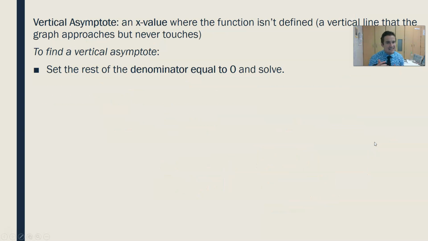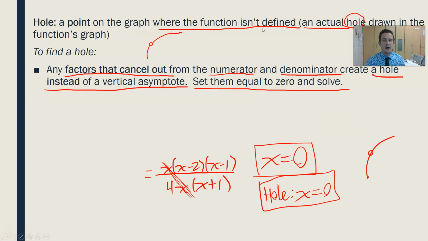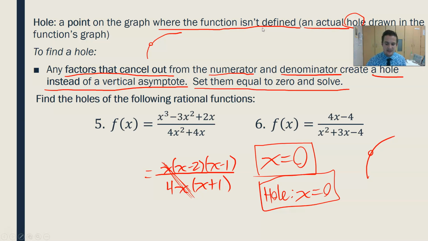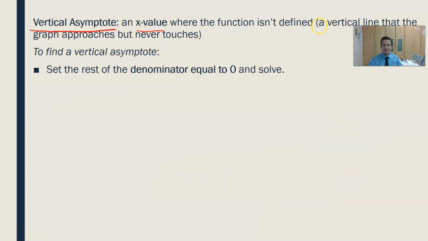Okay, lastly, we're going to talk about finding a vertical asymptote. A vertical asymptote is an x value where the function isn't defined. So just like a hole, a vertical asymptote is where the graph isn't defined. It presents itself as a vertical line that the graph approaches but never touches. In 6.1 we talked about these dotted lines: if a graph got really close to this line but never touched it, that would be a vertical asymptote.